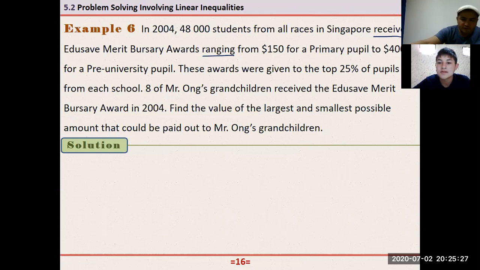Stop. Now the first time you read, you didn't understand anything. Second time, you should read a bit slowly. Now try to understand. So 2004, that's not so important for us. 48,000 students from all races in Singapore, that is, 48 thousand students from all nationalities in Singapore received, they got, what did they get? A Safe Merit Bursary Award. That is, they got a scholarship. In short, the state allotted scholarships to students who studied well.